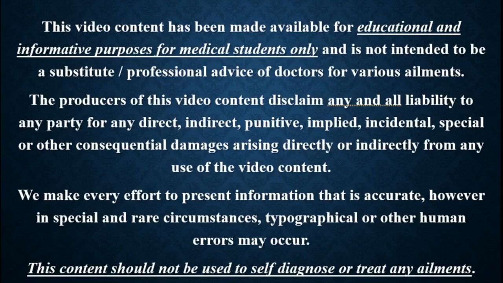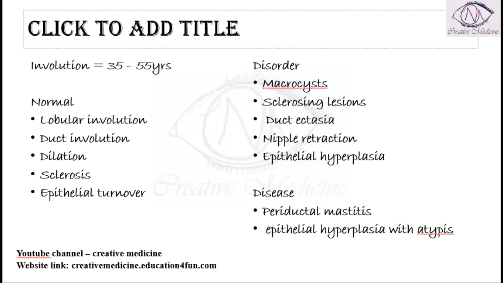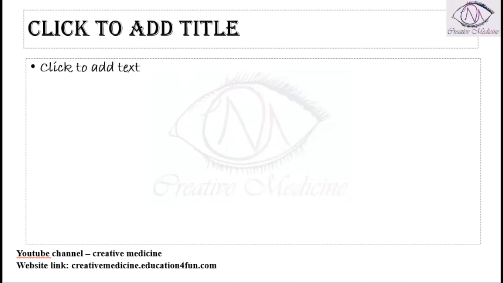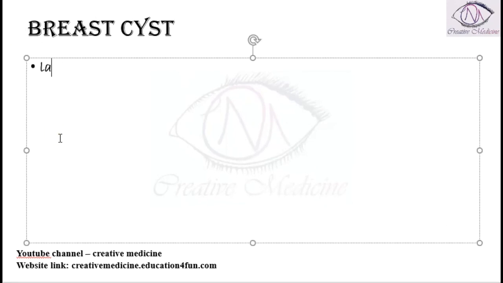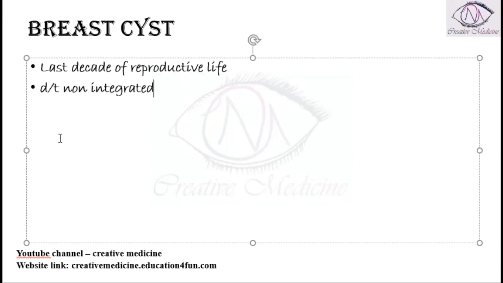In this lecture, we will learn about breast cyst. This breast cyst can be present in the breast and it is most common, especially in the late decade of reproductive life. This breast cyst mainly occurs due to non-integrated involution of the stroma and the epithelium.